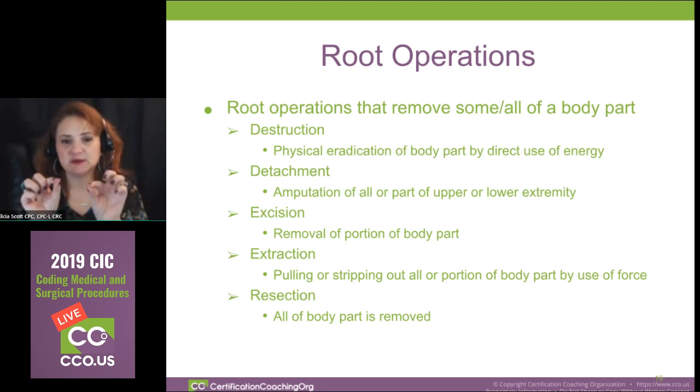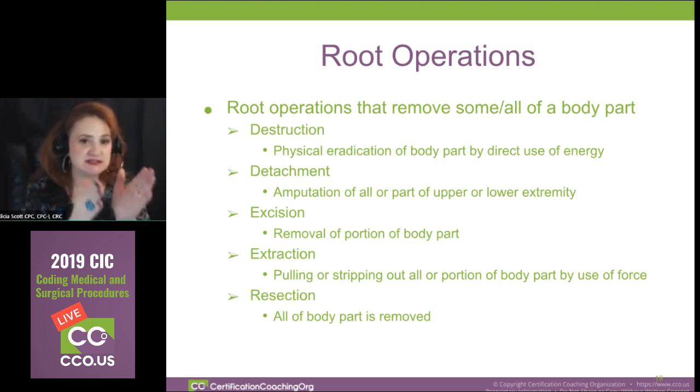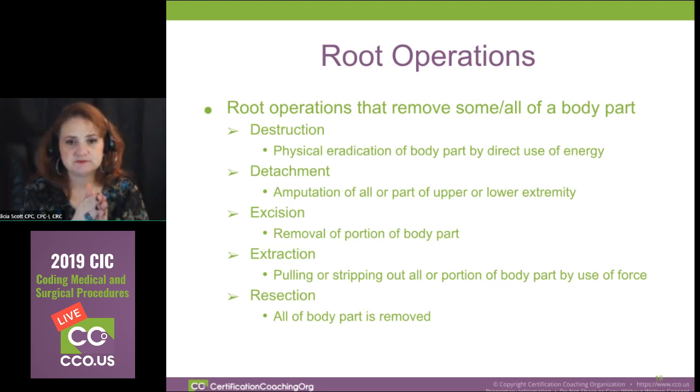So what are the key elements that we have to have in the procedure for it to constitute a destruction? It has to be on a body part, and we have to use some form of energy. Can we use a laser? Yes, we can. Can we use cryotherapy, something that gets really, really cold? Yes. All right, let's look at detachment.